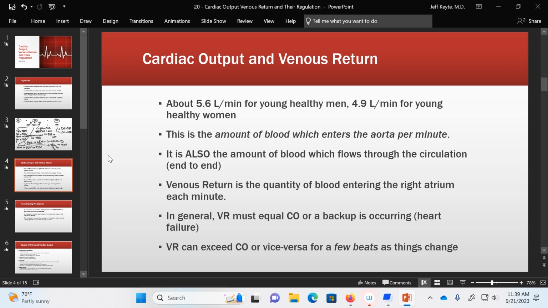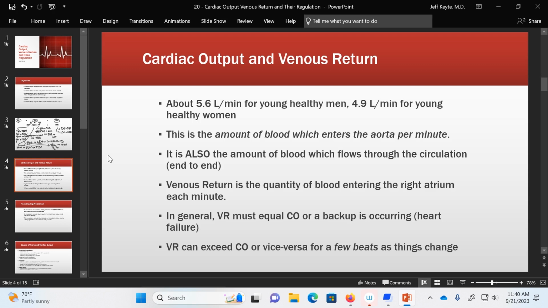Mostly the difference here is because of body size, right? If you have less body, you need less cardiac output. So that's the difference there. It's the amount of blood which enters the aorta per minute, also the amount of blood which flows through the circulation, right? There's only one heart, so whatever comes out, that's the only source there is.